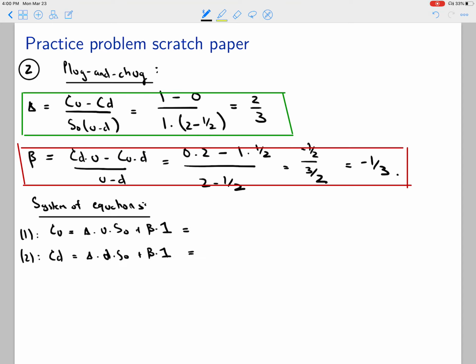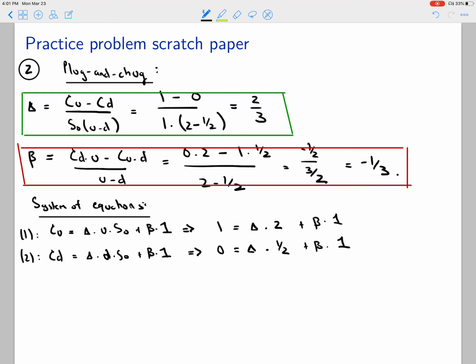Let's plug in our inputs. We know that Cu in the upstate is 1. We know that Cd in the downstate is 0. We're solving for delta, so this remains unknown in both cases. The stock price in the upstate is 2 in the first equation, in the downstate it's 1/2. Beta on bonds is also a free variable, we're solving for that. The payoff to the bond is the same in both cases. We want to solve for delta and beta.